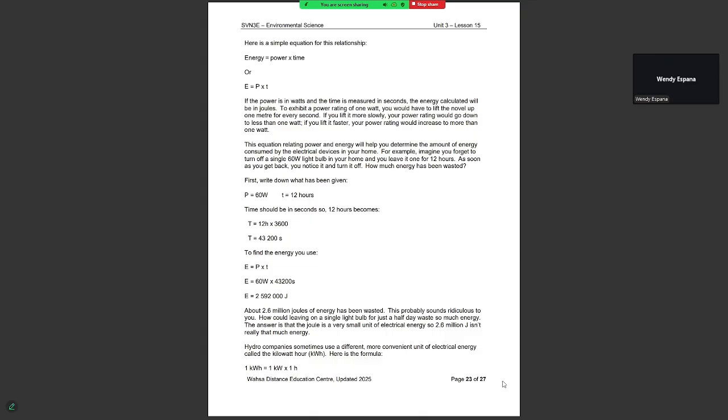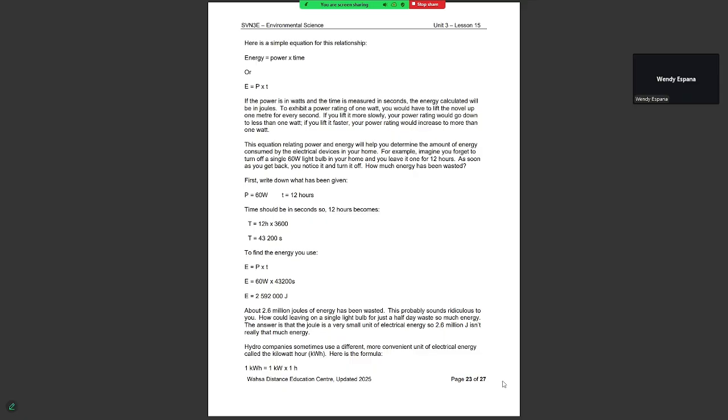So if you leave a single 60-watt light bulb burning in your home for 12 hours, how much energy was used up? That's the kind of question that you can use for this equation. So we know that the power P is 60 watts. So we're looking at page 23. And we know T is 12 hours, but we know 60 watts is in joules per second.